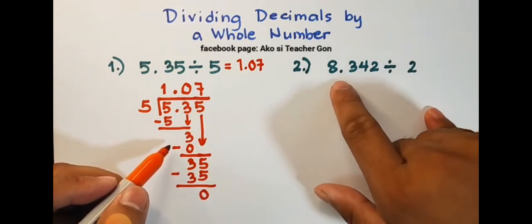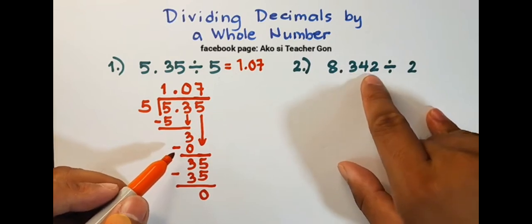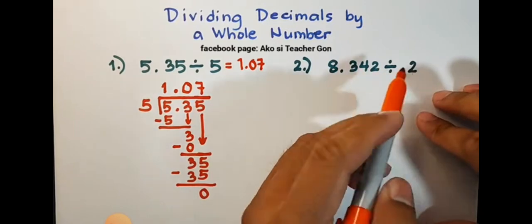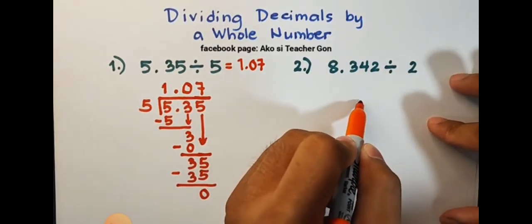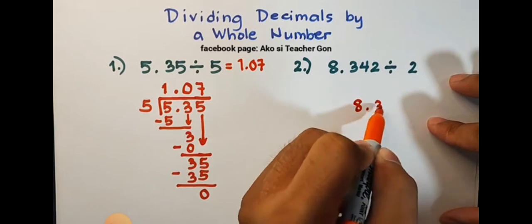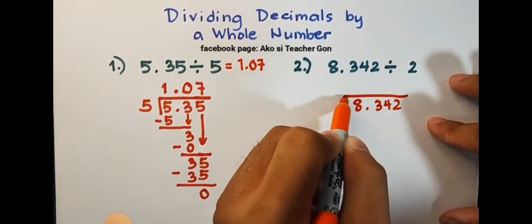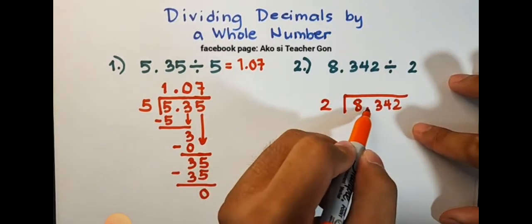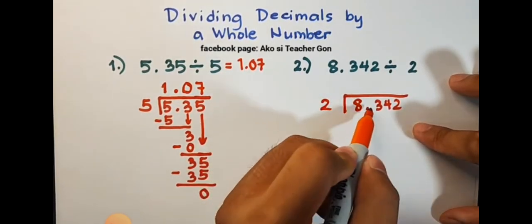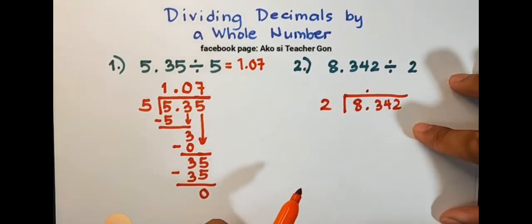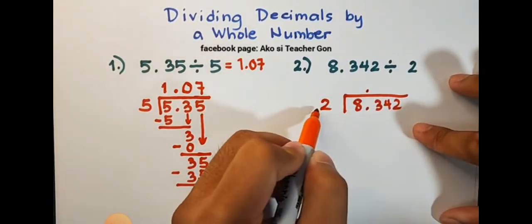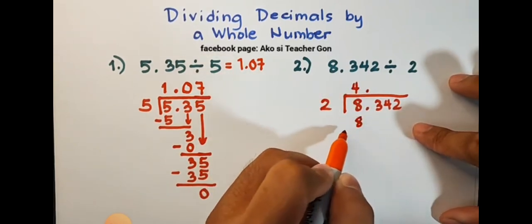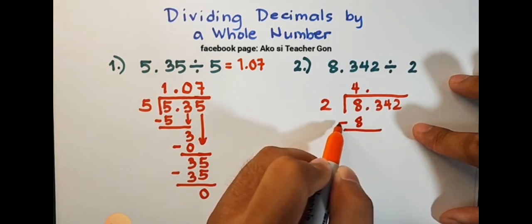For number 2, we are given 8.342 divided by 2. So this is your dividend, and this is your divisor. So we will place it here, 8.342. And your divisor outside this one. So again, since we are dividing by a whole number, we can automatically bring up our decimal point. What is 8 divided by 2? That is equal to 4. Then multiply 4 times 2, which is equal to 8. And then subtract it. This is 0.